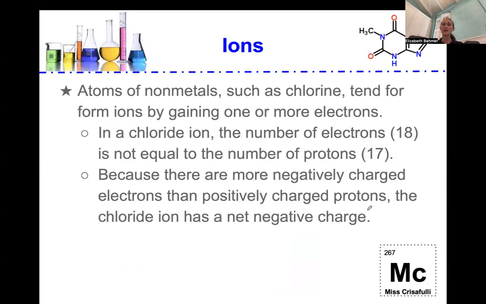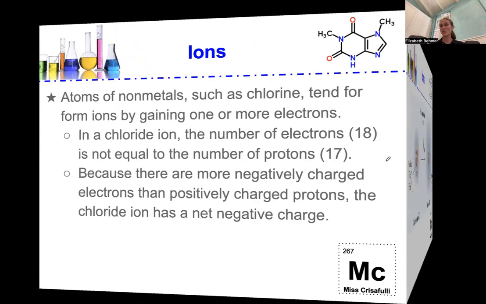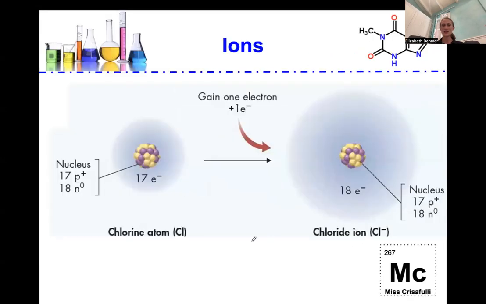Atoms of nonmetals like chlorine tend to form ions by gaining one or more electrons. So in a chloride ion, for example, the number of electrons, 18, is not equal to the number of protons, which is 17. Because there's one more negatively charged electron than positively charged proton, the chloride ion has a net -1 charge. And you can see that there, and we write it Cl⁻ for chloride ion.